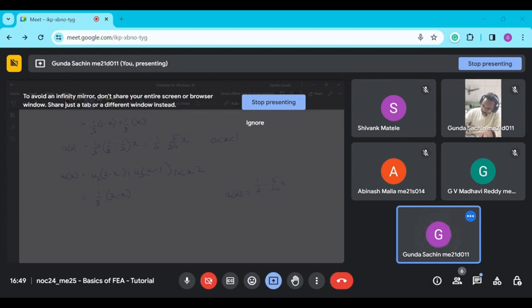So your final solution is u of x, 1 by 3 minus 5 by 24x, 1 by 8 times 2 minus x. The first is from 0 to 1, and the second is from 1 to 2. So this is your FEM solution. This is how you get the final solution.